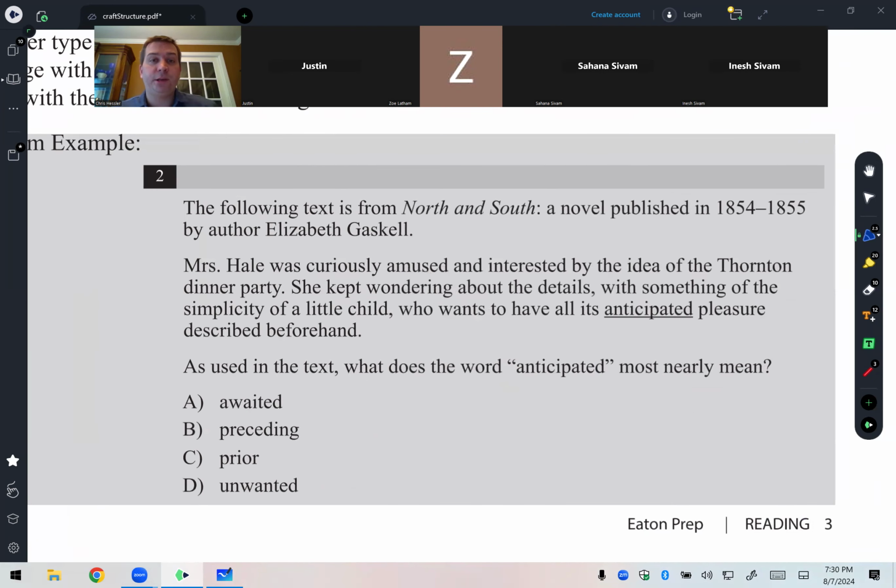The following text is from North and South, a novel published in 1854 through 1855 by author Elizabeth Gaskell. Mrs. Hale was curiously amused and interested by the idea of the Thornton dinner party. She kept wondering about the details, with something of the simplicity of a little child who wants to have all its anticipated pleasure described beforehand.